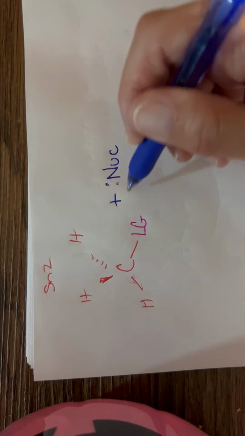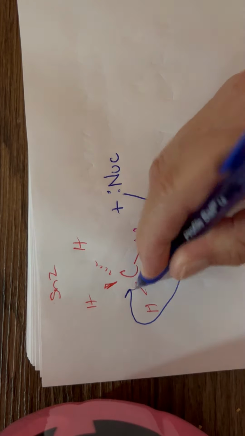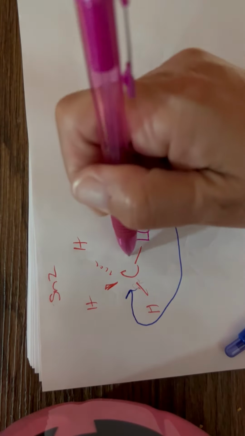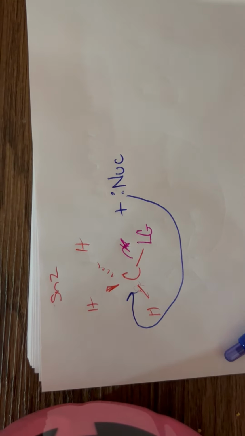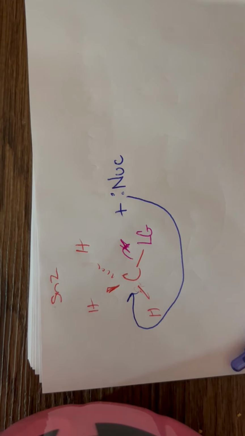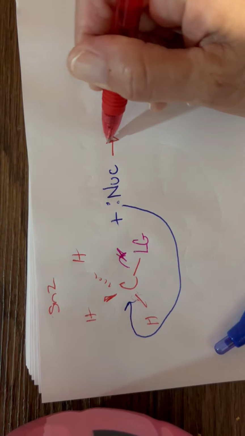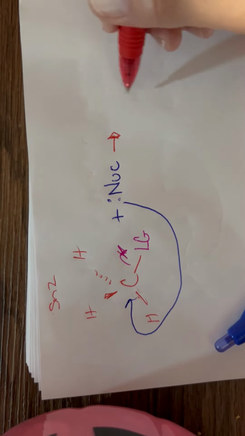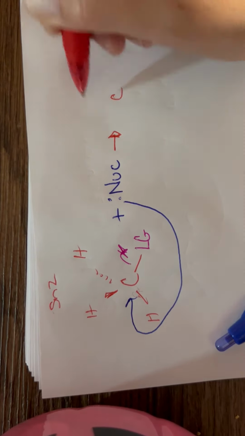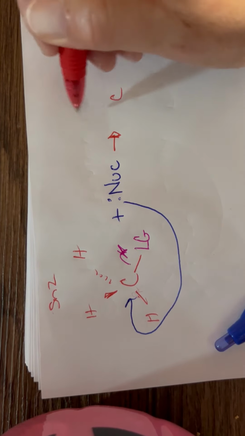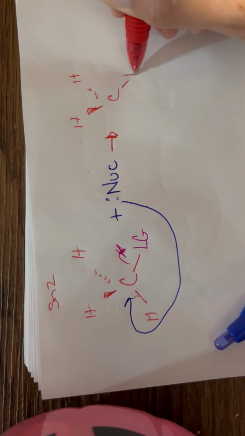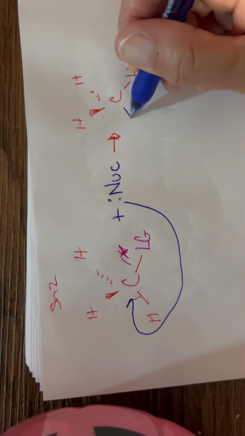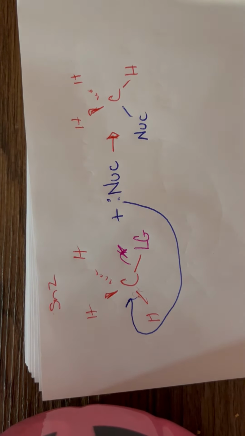The 2 stands for bimolecular, meaning that this happens in one step. Boom. And my leaving group leaves in the same step. They happen at the same time. The result of this reaction is I'm going to have an inverted center, right? I'm going to invert the way it came in. So now I'm going to have my nucleophile here plus leaving group.